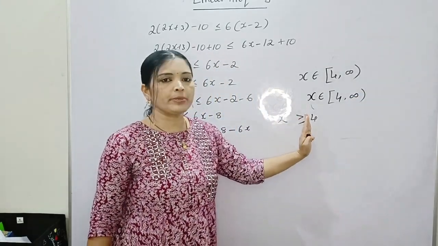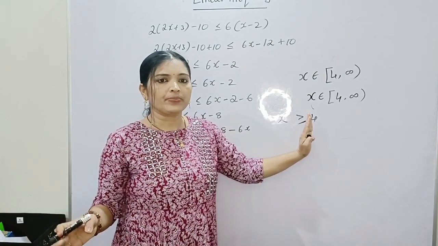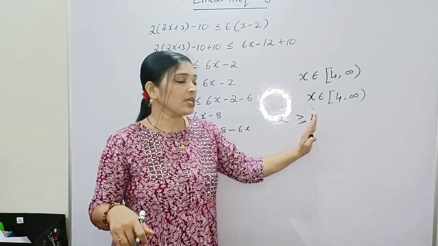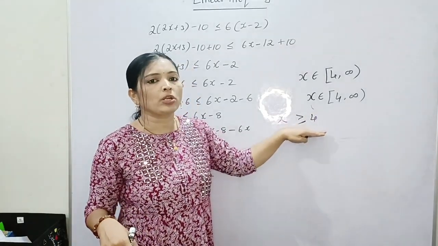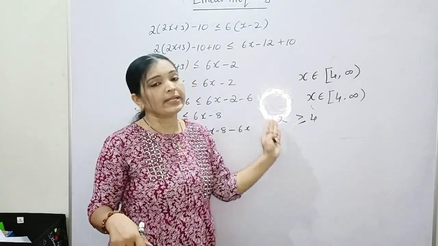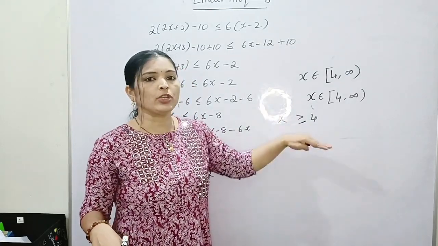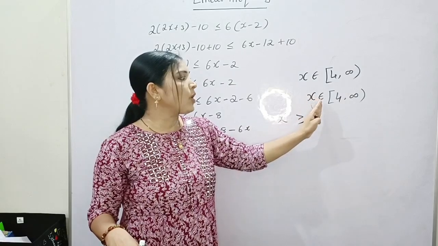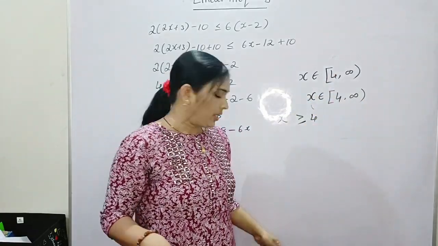Integer means whole numbers, right? With 0 and negative numbers. But here negative numbers will not be included, right? Because x is greater than or equal to 4. Therefore, x belongs to the closed interval 4 to infinity.